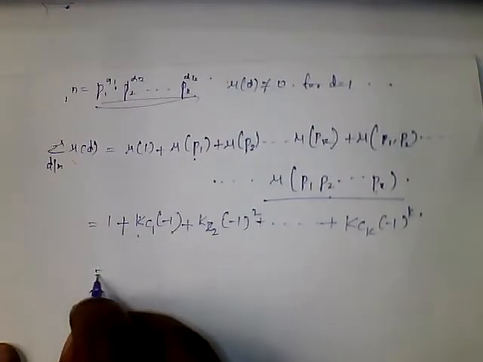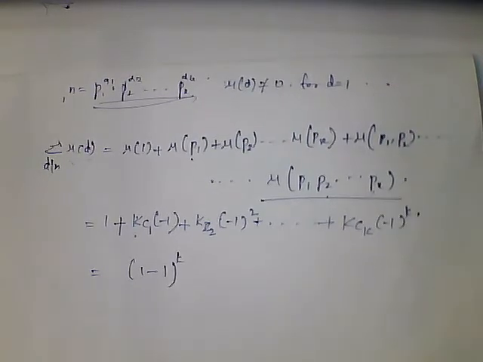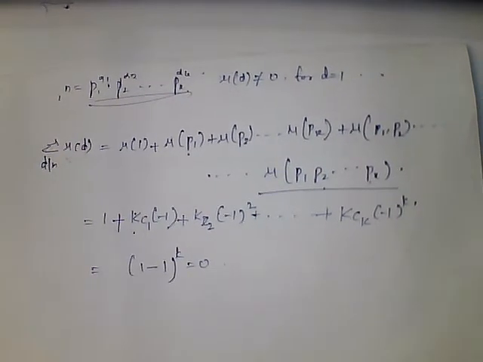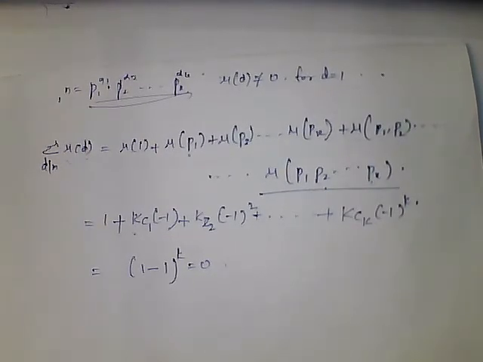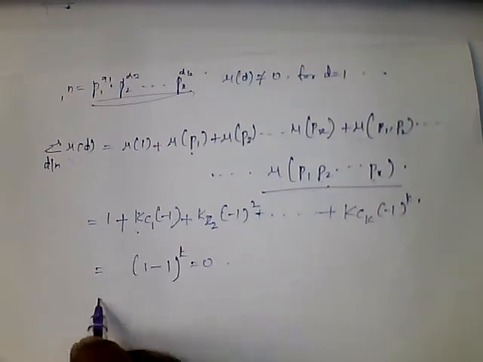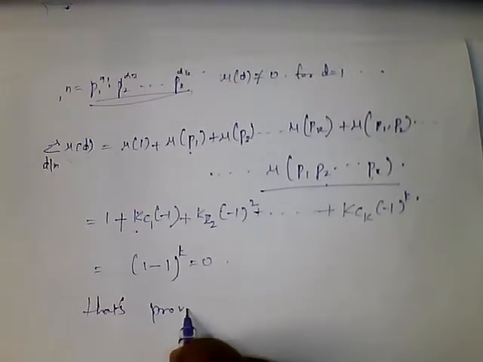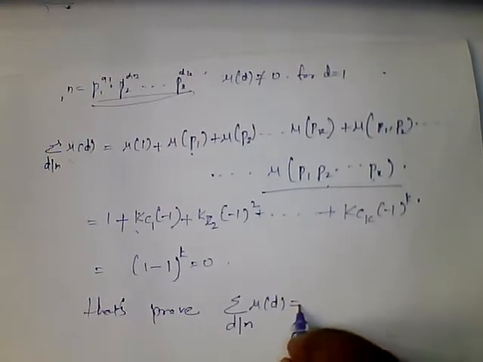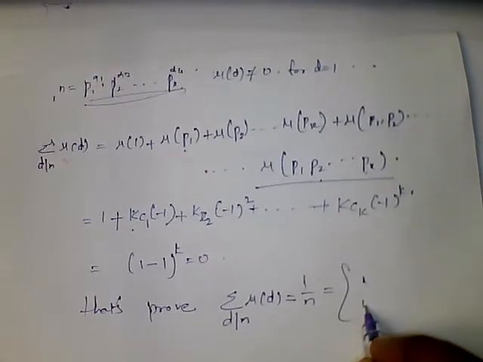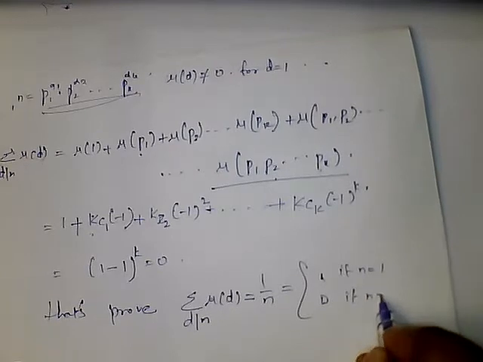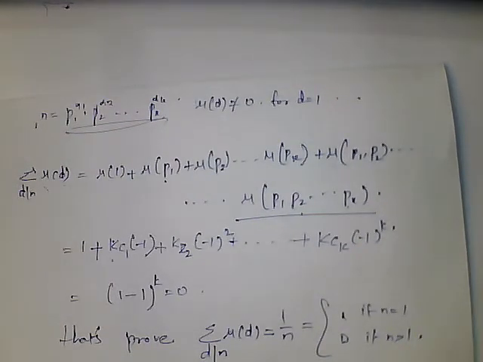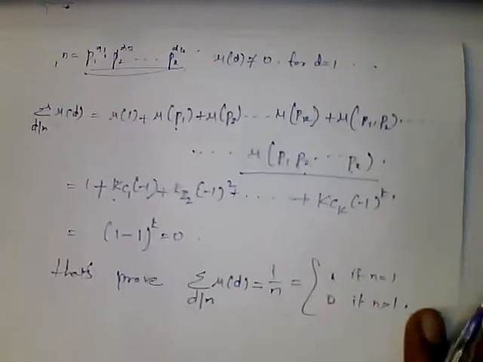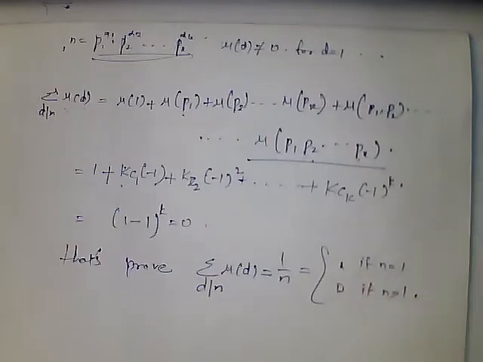Now from this we can get 1 minus 1 power k. Alright, we get 0. So this is what the theorem says, and that's the proof. That is, the sum of mu of d over d dividing n equals 1 if n equal to 1, and 0 if n is greater than 1. Alright, now in this case we got 0 because we assumed that n is greater than 1 in the beginning. So this is the theorem about the Mobius function.